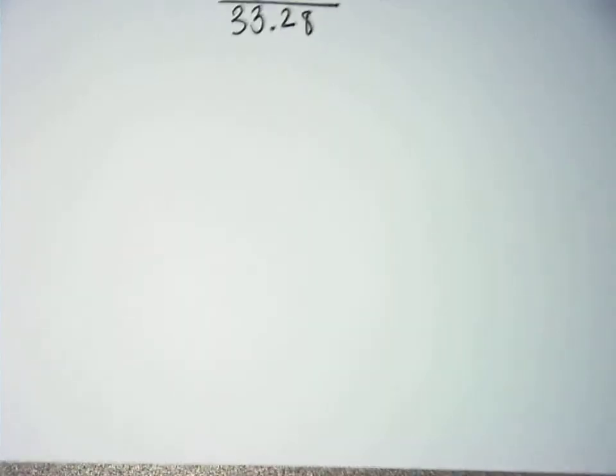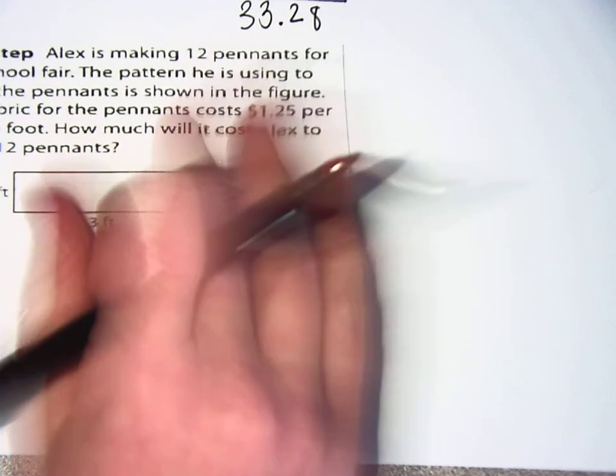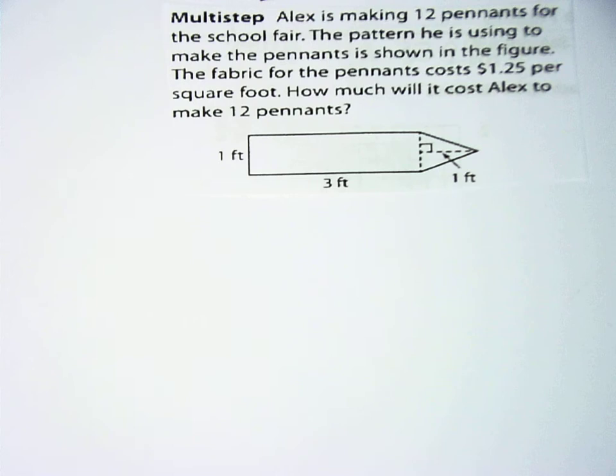This one has a little bit more steps than the other one. So let's look at it just like this. This one says, Alex is making 12 pennants for the school fair. The pattern he is using to make the pennants is shown in the figure. The fabric for the pennants costs $1.25 per square foot. How much will it cost Alex to make 12 pennants?